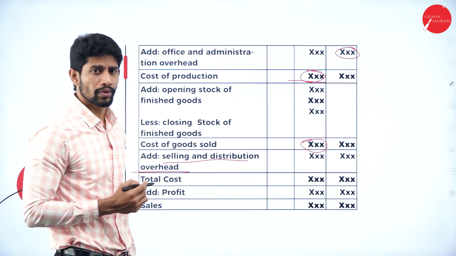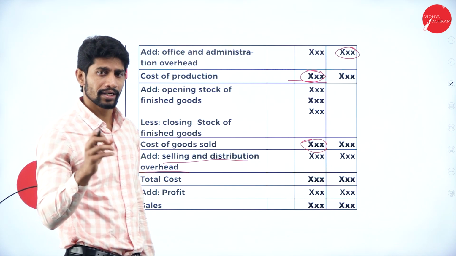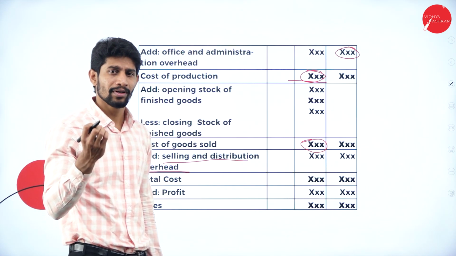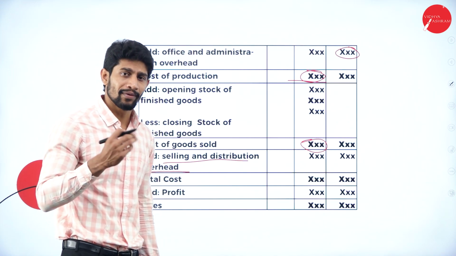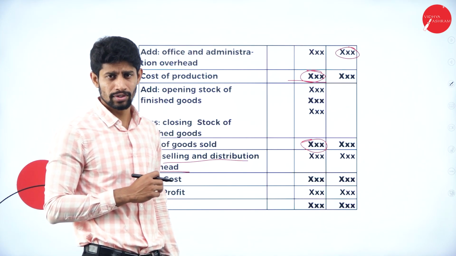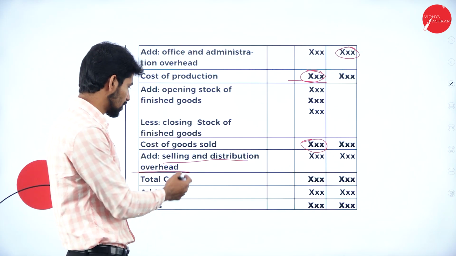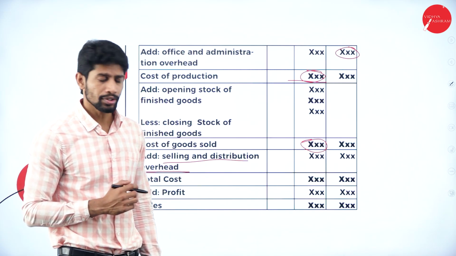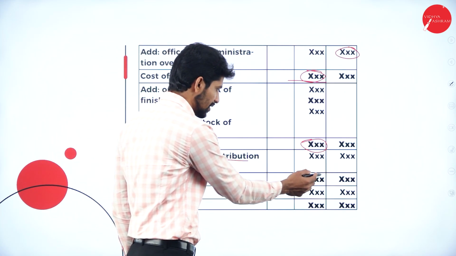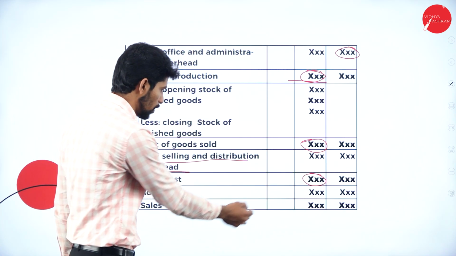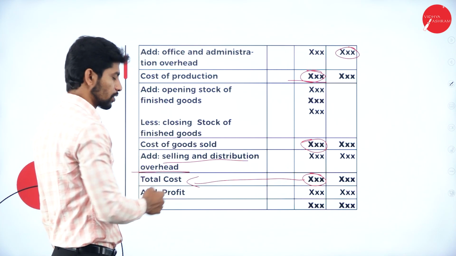Selling and distribution overhead is nothing but the expenses relating to selling and distribution. For example, advertisement, showroom rent, and traveling for the purpose of selling the goods or meeting the clients. That all comes under selling and distribution overhead. So add that to cost of goods sold. You are going to get some total. This total is called total cost.